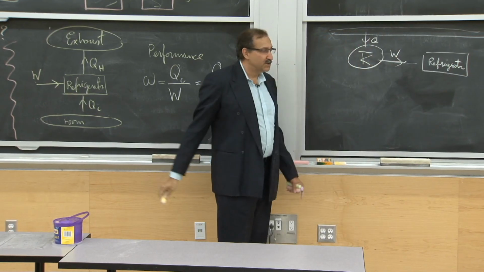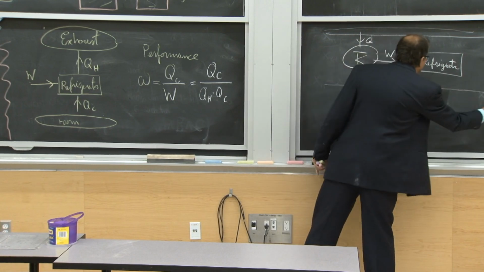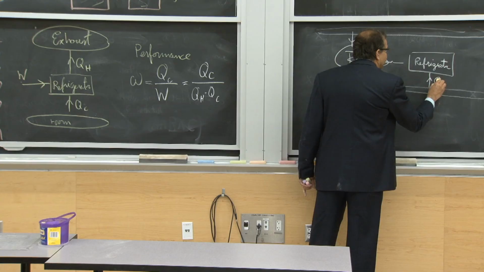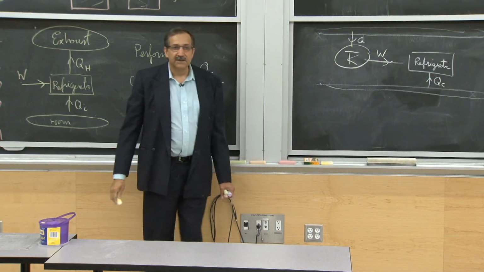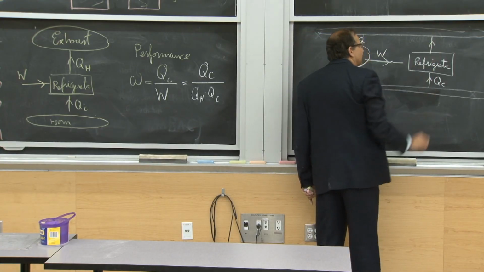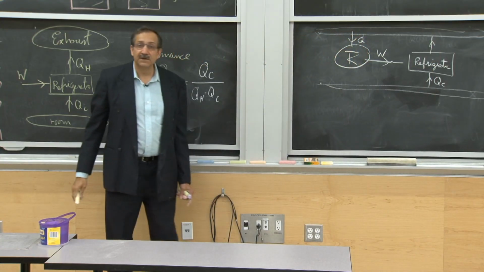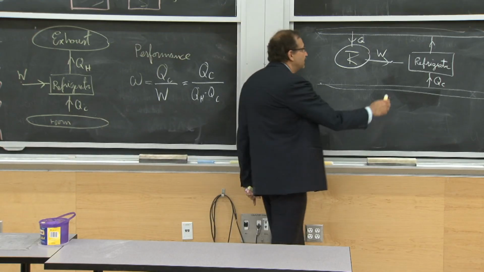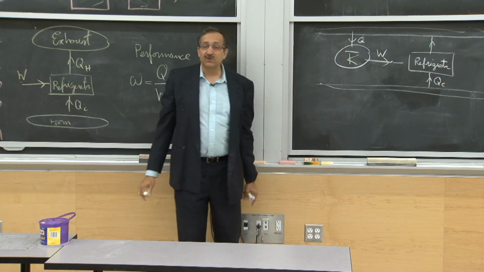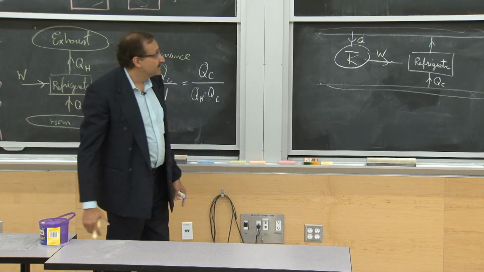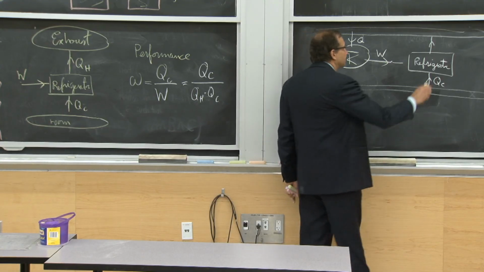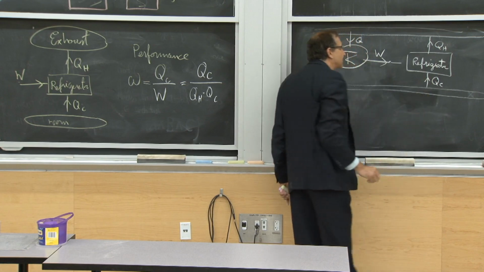And that work will be used to take heat QC out of some room and exhaust it to the atmosphere. And I will choose the exhaust location to be the same as the source of heat that I had for my anti-Kelvin machine. Okay?